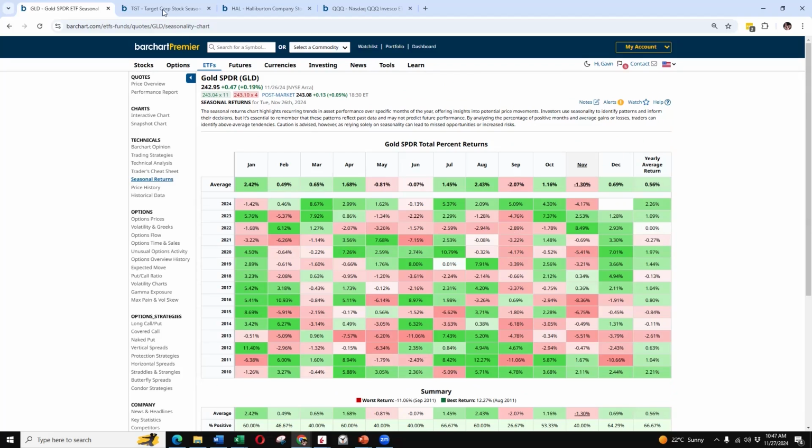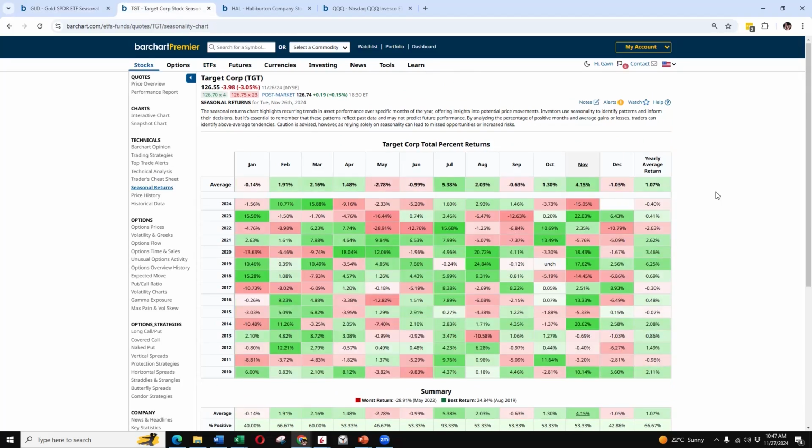Let's look at another example on Target. So again, some pretty clear seasonal trends that we're seeing here, with some very strong returns in November, possibly in the lead up to Christmas in anticipation of some strong retail sales numbers. And also really interestingly, July, I'm not really sure what would be the reason for this, but very, very high average return. And we've only actually got one negative month in the past 15 years in July.